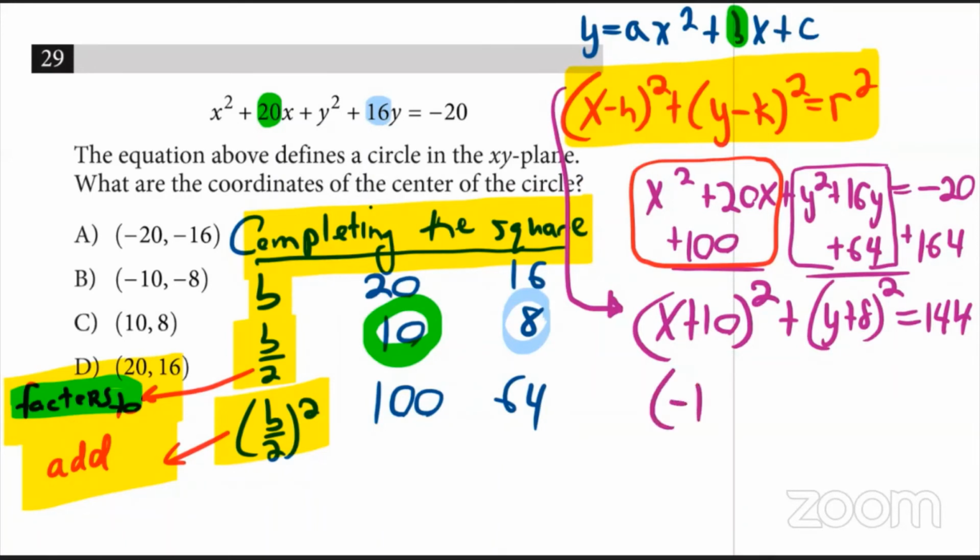So the center is negative 10 and negative 8. And the radius, well, r squared is 144. So if r squared is 144, square root of both sides says that the r would be 12. So the center is negative 10, negative 8. And if we were asked for the radius, it would be 12. So the answer to number 29 is B. And just bear with me 1 second before we go to number 30.